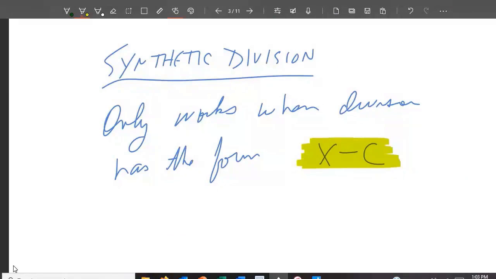Now, it's important that we find c correctly. So, I want to make sure that we understand what c is. C is the constant behind the subtraction sign.